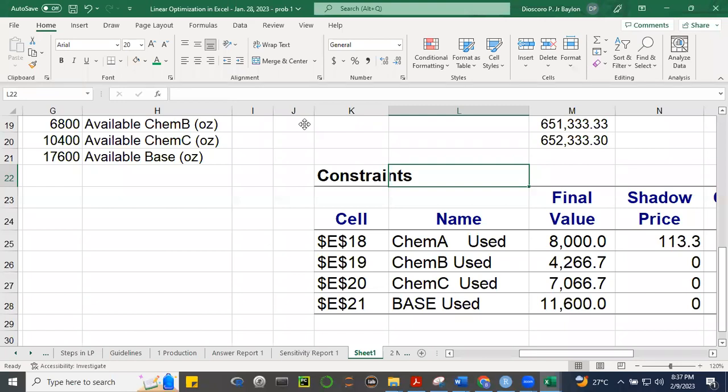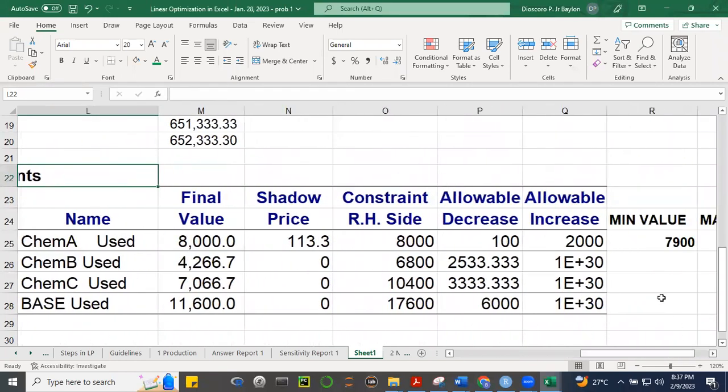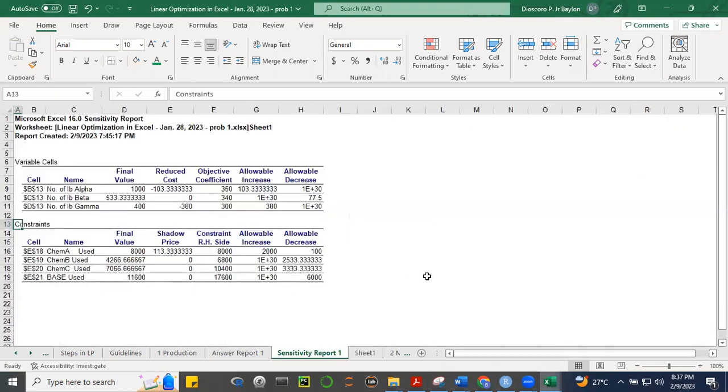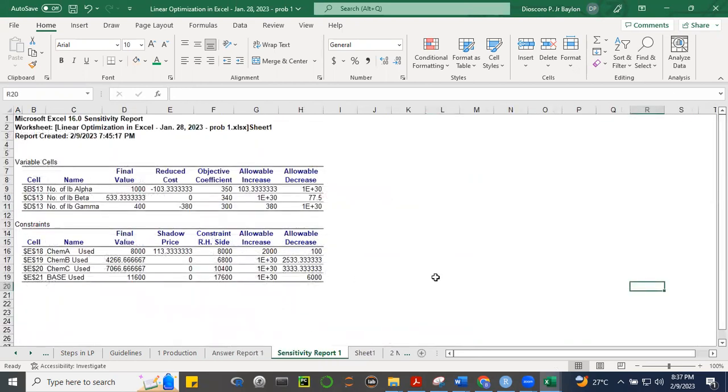Okay, so for this one, we're looking at the effect on our right-hand side. Yung allowable chemicals, no? Yung available materials, available ingredients.